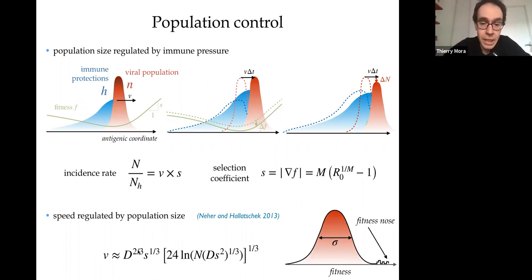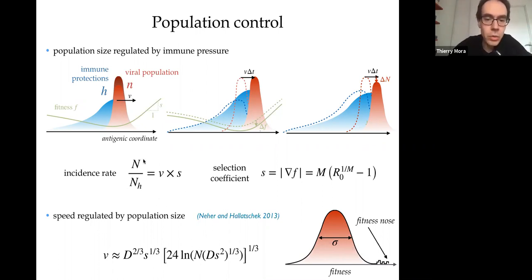So it's given by this formula, and you can see here that it's a function of the fitness gradient, and also a function of the diffusion coefficient, so how much the virus is mutating. But it also depends on the population size itself, because this fitness wave is driven by its nose, so it's the guys at the front of the wave that grow faster. These are outliers, and how far these outliers are from the bulk depends on the population size, and this is where this dependency comes from.